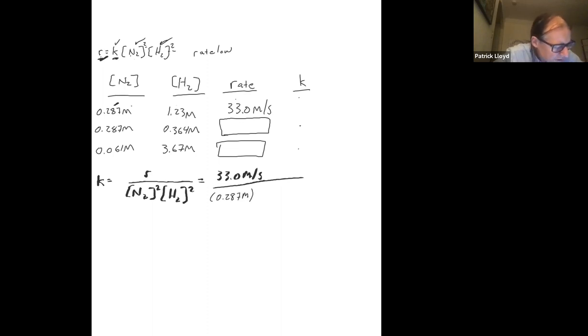But N2 is squared, so we got to square that. H2 is 1.23, but we got to square that too, right? Because remember, that's squared. You're going to end up with some interesting units here. Let me actually put this in scientific calculator mode. 33.0 divided by 0.287 squared divided by 1.23 squared, and you get 265.